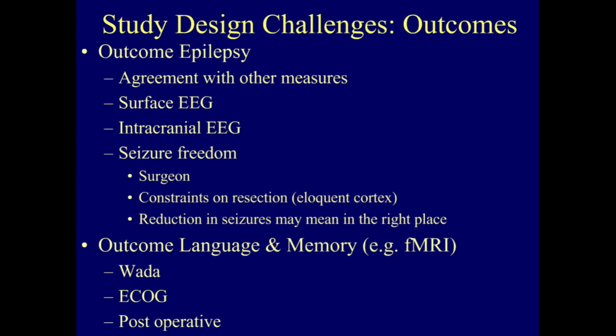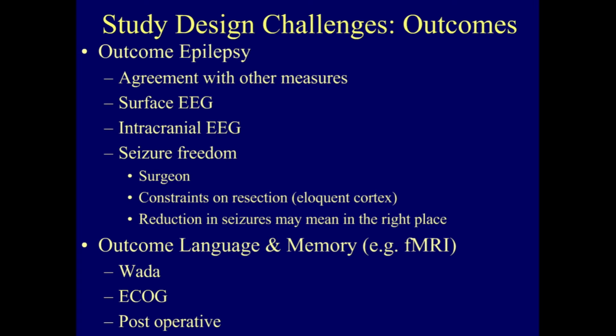So for example, as a marker of the seizure focus, one can use surface EEG, one can use intracranial EEG, or one can use seizure freedom as your criteria for your measure and your comparator. When using seizure freedom, one must be cognizant that surgeons differ, and also there may be constraints on resection. Therefore, eloquent cortex may limit the resection. So you may in fact be correct in the area that you are resecting, but because you cannot resect all the cortex because of eloquent function, you will not get seizure freedom even though you are in the right location. In some settings, reduction in seizures may mean that you are in the right place for the reasons described above.